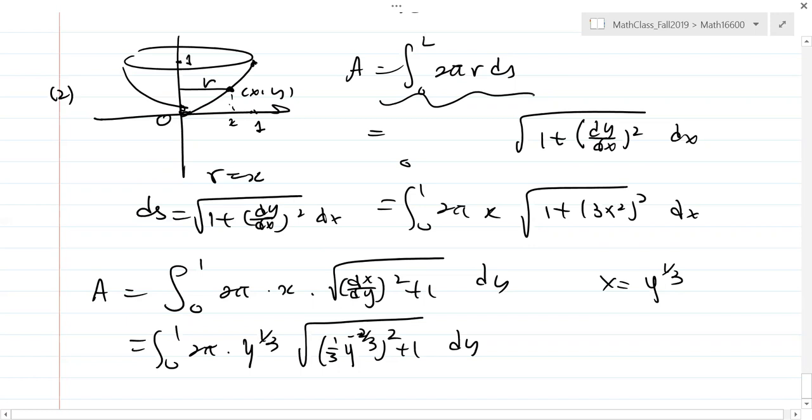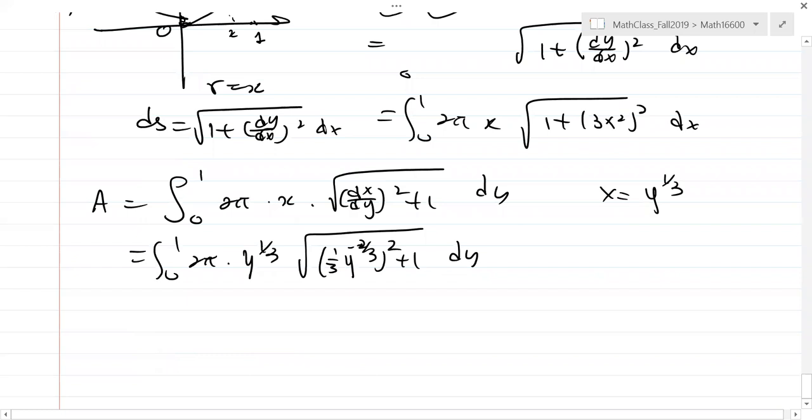The formula in the book says that if the curve is rotated about the x-axis, then the integral is like 2 pi f of x times the square root of 1 plus f prime squared. You have to understand that's a special case. You don't use that for every problem, because the curve may be given as y equals f of x but rotated about the y-axis, and you cannot find that formula. Even in this case, y equals x cubed, the curve is rotated about the y-axis, not the x-axis.